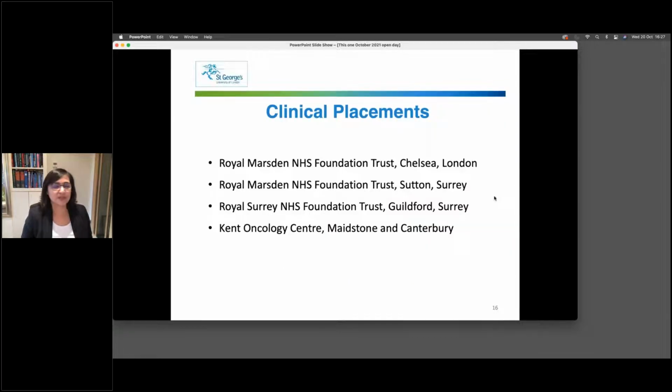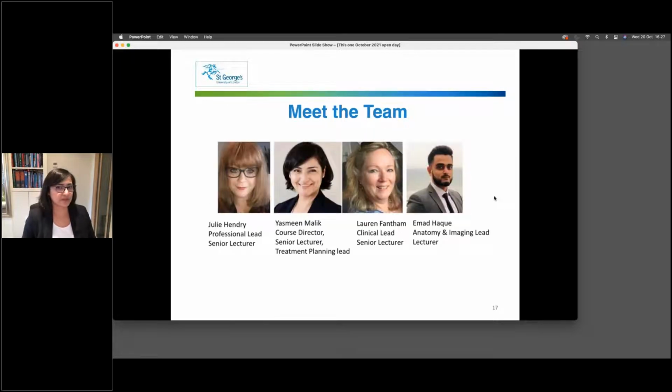Clinical placements, those are our clinical placement sites. So Royal Marsden, Royal Surrey, and Kent. And students get paid, I think you get your travel paid as if you were traveling from university to the hospital site. So you can claim that back. If you want to stay on site or near that area, you will get a percentage of the cost. You can claim that back as well. But those are the hospital sites.